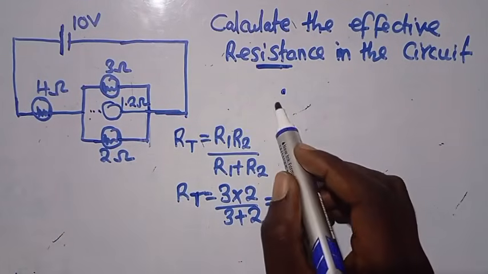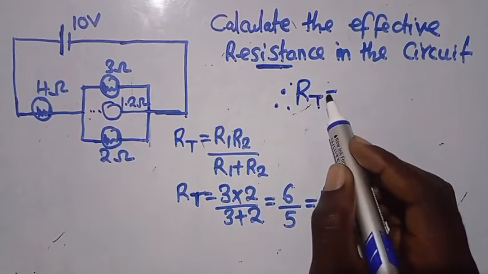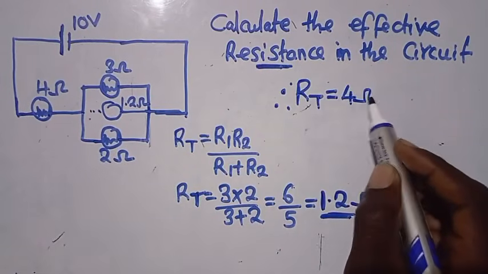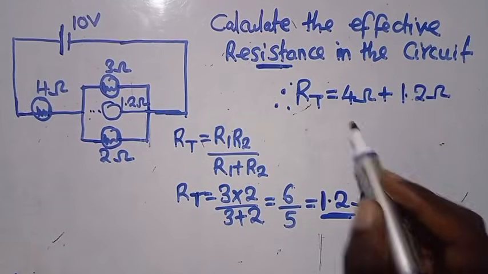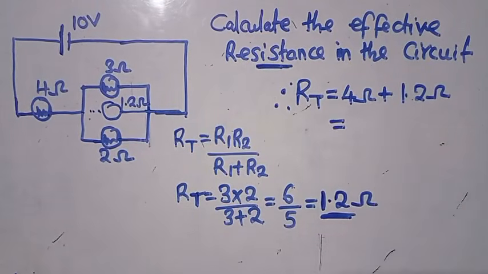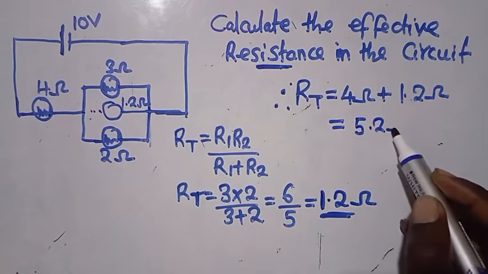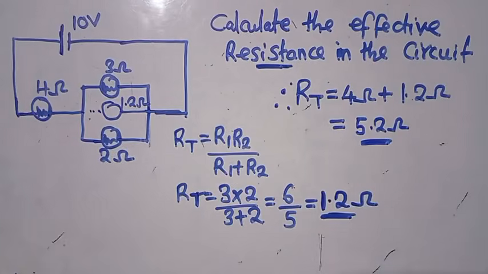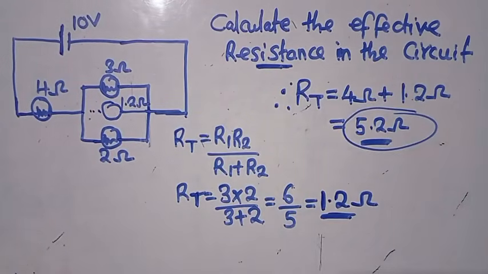Therefore, the total resistance is equal to 4 ohms plus 1.2 ohms. In total, the answer will be 5.2 ohms. This is the answer that you are going to get. Have you seen? Just like this, you are done. This is the total resistance in the circuit.